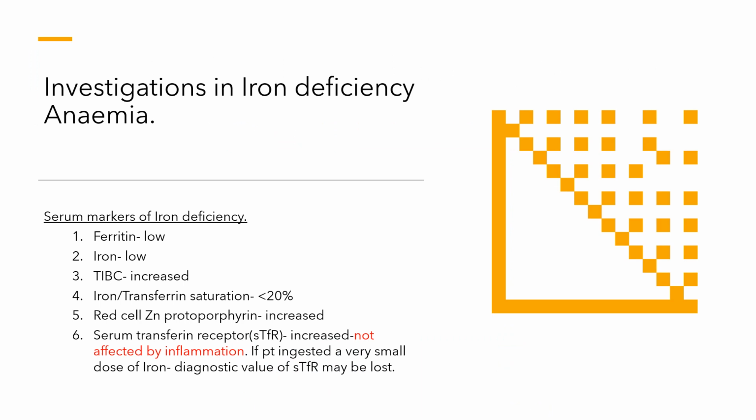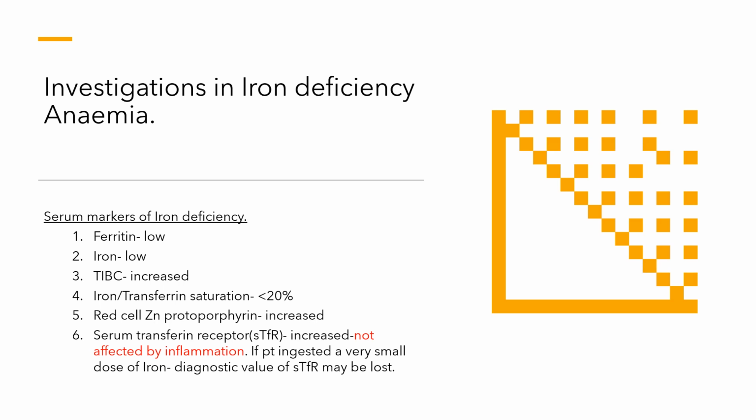So what are the serum markers of iron deficiency? Ferritin definitely should be low, and iron should be low. Total iron binding capacity is increased, and iron saturation or transferrin saturation should be low, and the cutoff level is 20%. And red cell zinc protoporphyrin is increased, which in this case we don't do here.